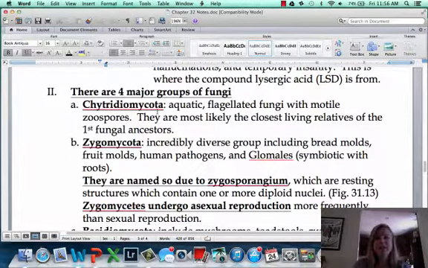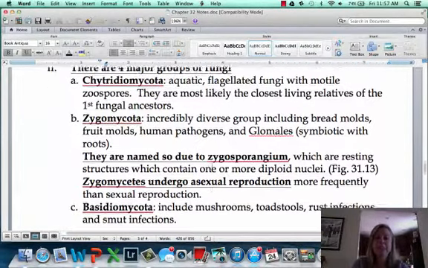The other ones are going to be named after a sexual structure that they're going to make during reproduction. The next one is Zygomycota. And Zygomycota is going to include a lot of black molds, so bread molds, fruit molds, a lot of things that can cause issues for humans, and then Glomales, which is going to actually grow on the roots of plants and help them to absorb stuff. That's all going to be in the phylum Zygomycota.